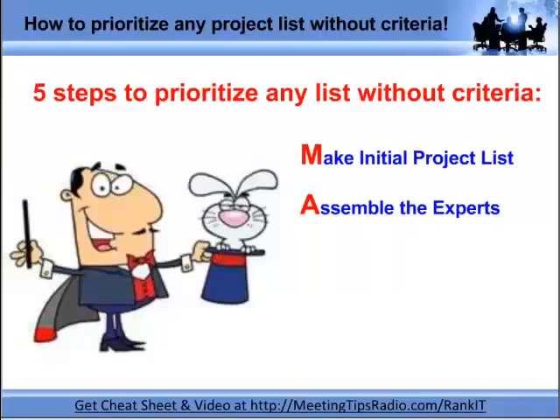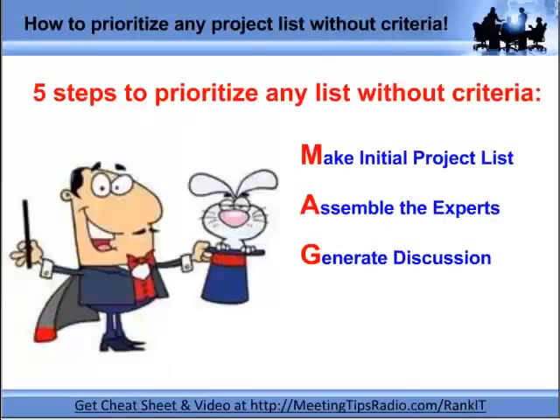Next step is to assemble the experts, right? So we've got to get people together. If we don't have criteria, we don't have weighting systems, maybe we don't have a list, one of the things we absolutely have to do is bring people together. And so I hate to tell you this, but a big part of this process is actually getting people together in a room so we can have a discussion around these things.